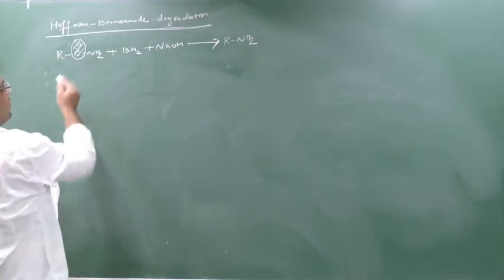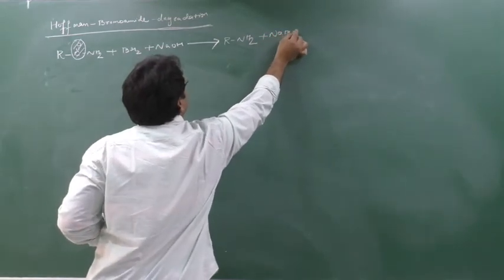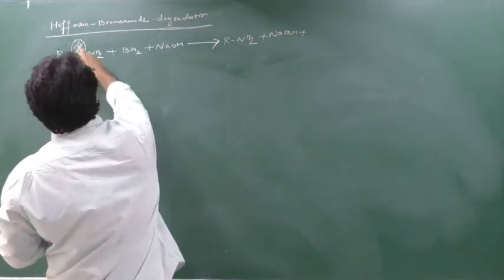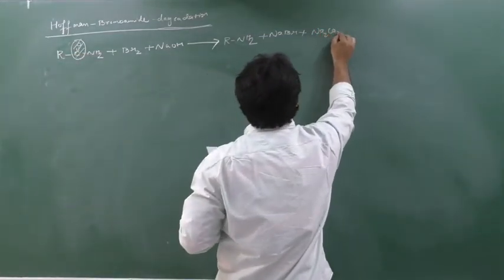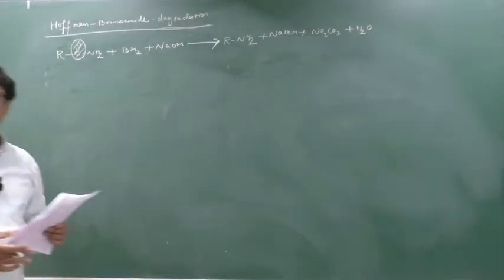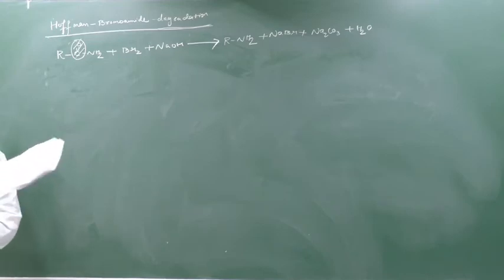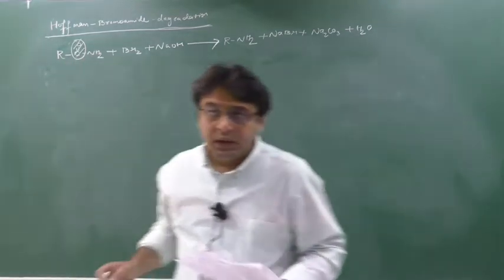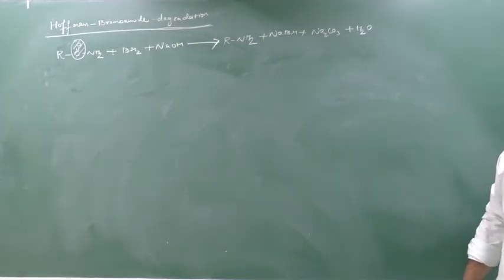So see, RNH2 will be formed, yes or no? 1 NaBr will be formed, yes or no? And here this CO, where will it go? This CO also will react with Na to form Na2CO3 plus H2O. Now these will be the products formed. One will be RNH2, another NaBr, another Na2CO3 and H2O. Clear this part? So these are the products formed during the reaction.